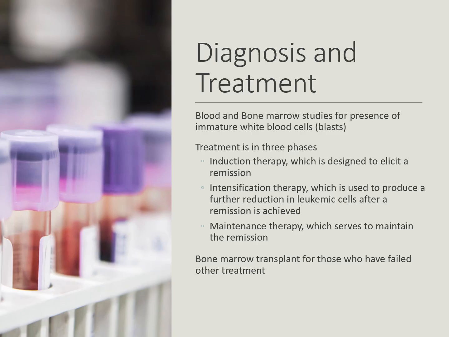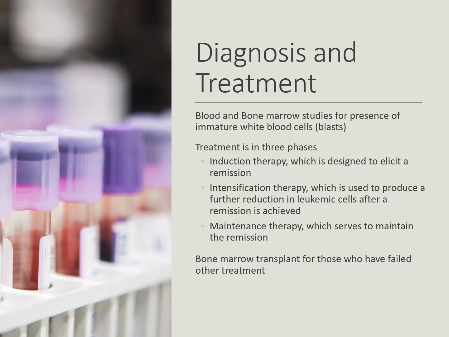So diagnosis and treatment of leukemia. Demonstration of leukemic cells in the peripheral blood and bone marrow is really definitive for the diagnosis of leukemia. So we do blood and bone marrow studies, and we're looking for the presence of those immature white blood cells or blasts. Treatment happens in three distinct phases. So there's what we call induction therapy, where we are attempting to elicit what we call remission in these patients. And we'll talk about what constitutes remission here in a moment.